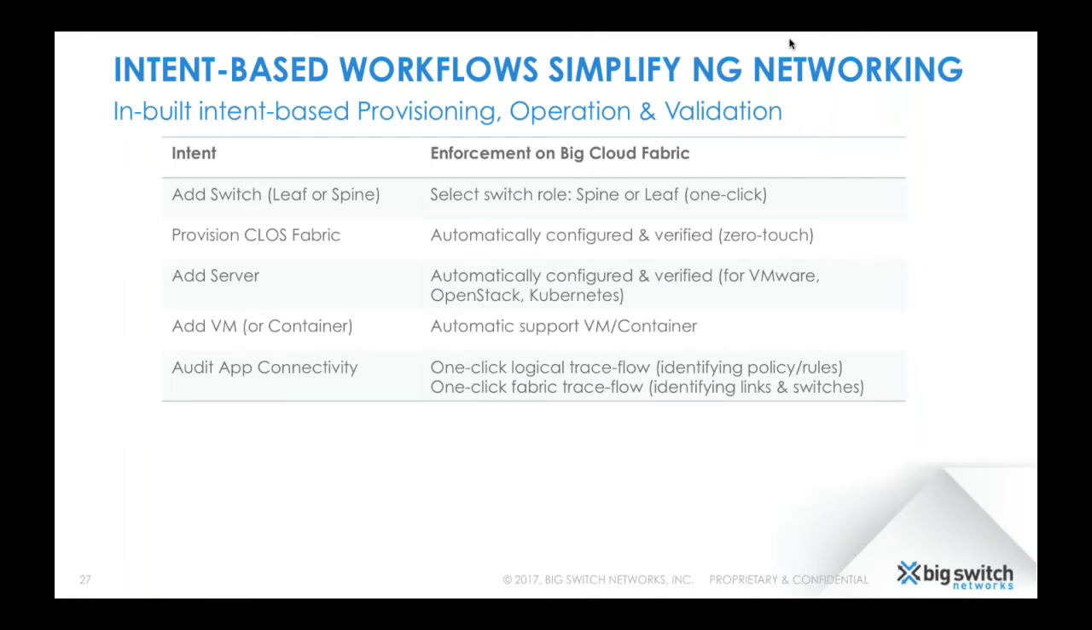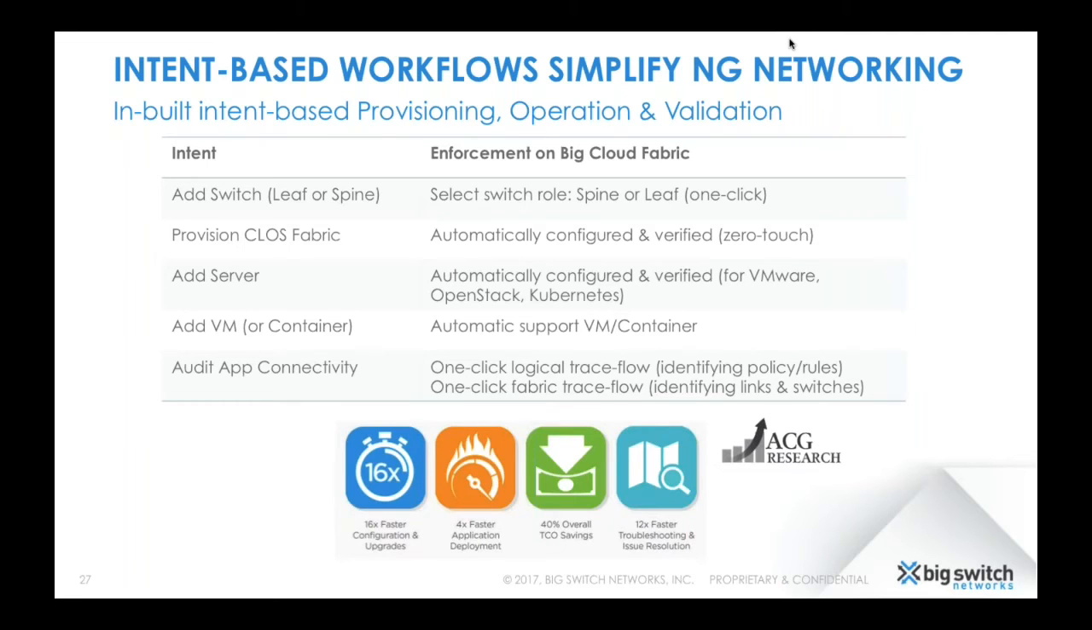Add a VM, whether it's a container or a VMware VM or an OpenStack VM, and the network gets automatically configured. Similarly, app connectivity. If one wants to audit whether an app is supposed to communicate with one another, it's very easy to see that and troubleshoot that. And we will see some of these capabilities as we drill down further as part of this launch.